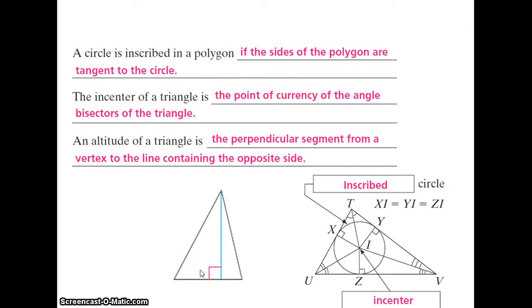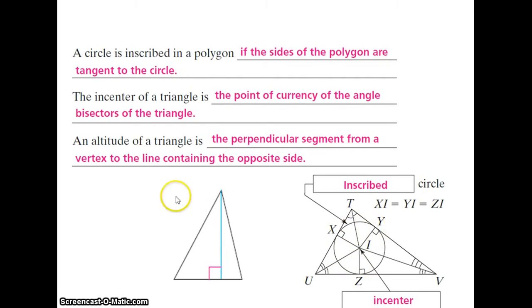A circle is inscribed in a polygon if the sides of the polygon are tangent to the circle. That's the official definition. Tangent means that a straight line touches exactly one point on the circle and goes off into infinity, or it just starts here and goes off into infinity in the other direction. Obviously, this stops right here, but it can continue on forever and ever. That's a tangent line. Another way of thinking of it is that it touches each side in exactly one place.